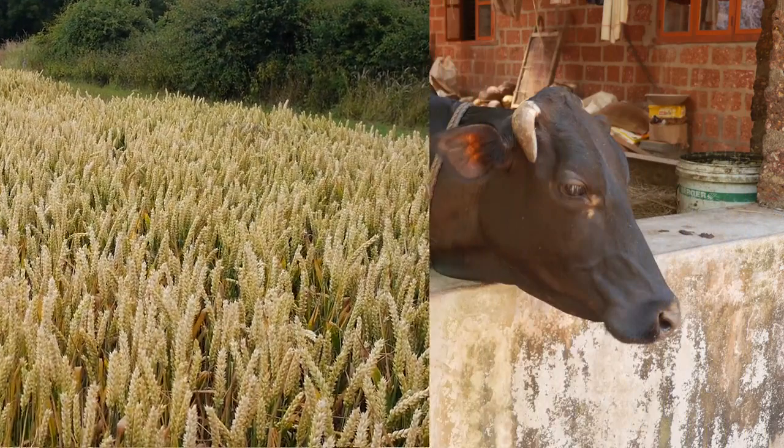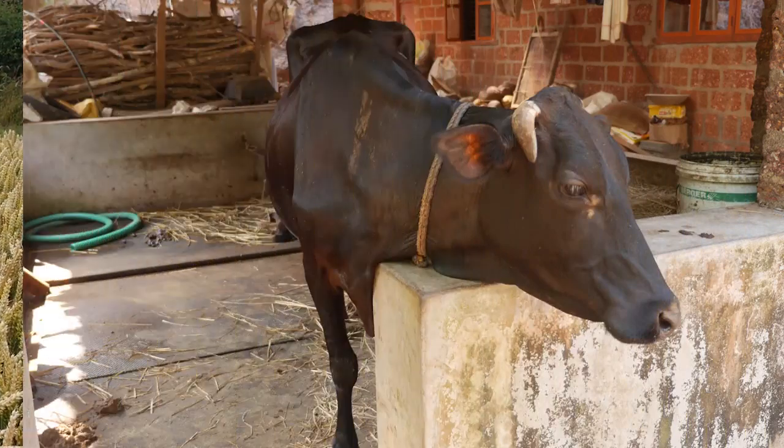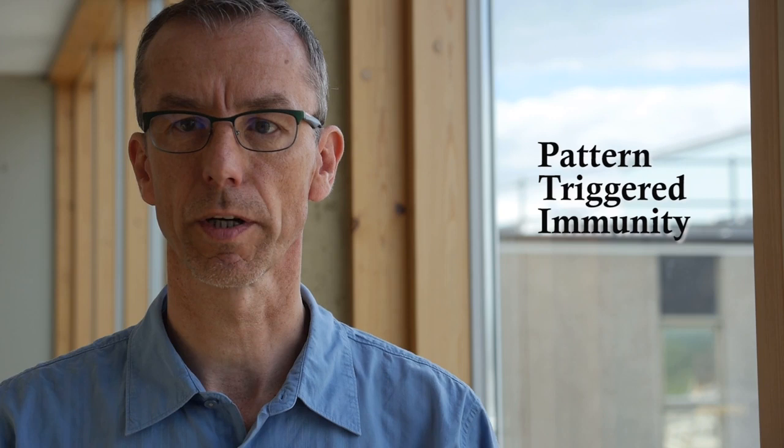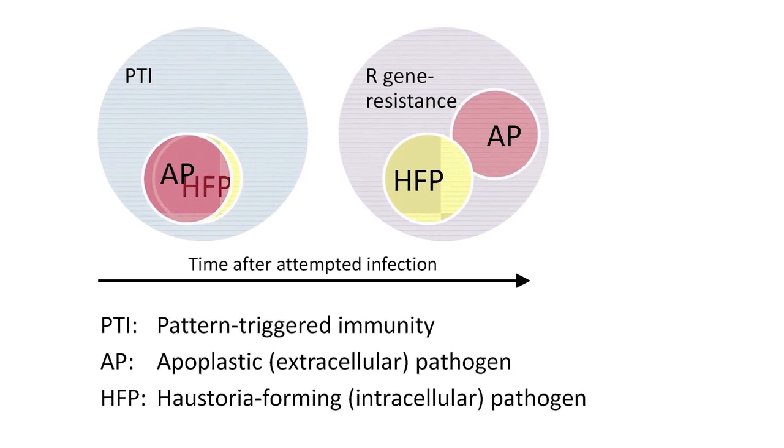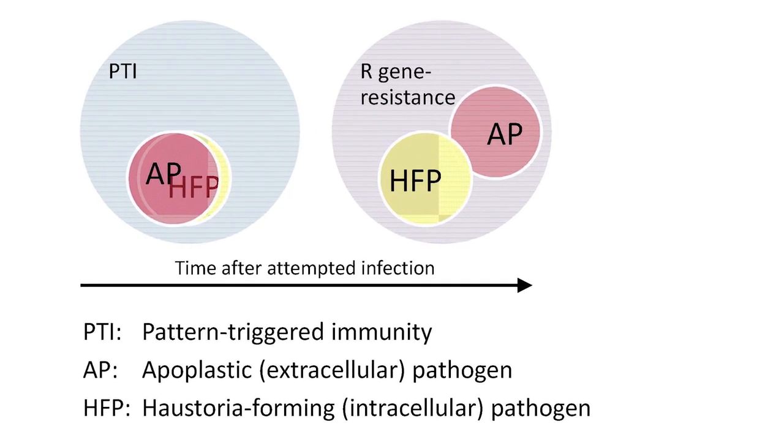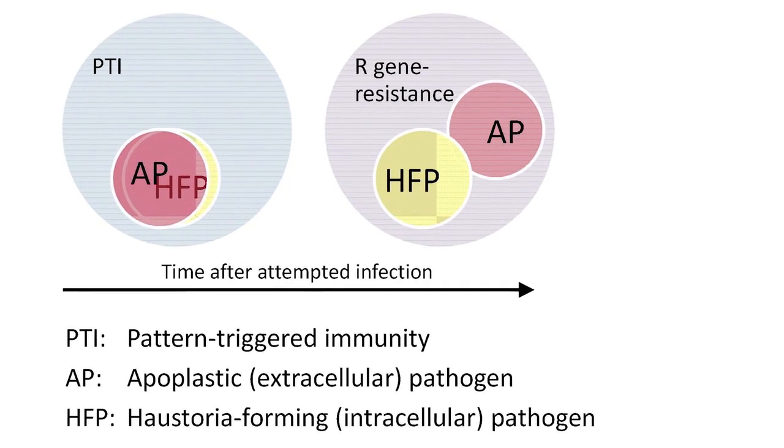Plants and animals share a common mechanism of initial pathogen recognition. The innate immune system of humans uses toll-like receptors to detect microbial patterns. Similar surface proteins are used to protect plants against non-adaptive pathogens. This defense response is referred to as pattern-triggered immunity, or PTI. Adapted pathogens can overcome this first line of defense by secreting effectors that manipulate the host response.